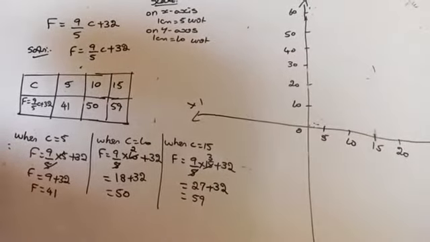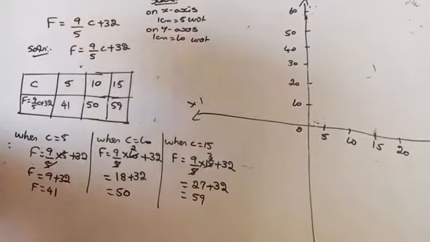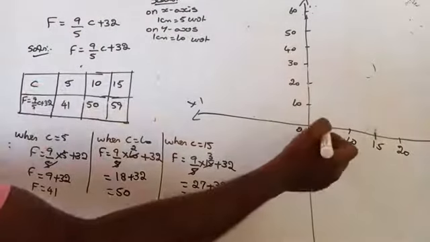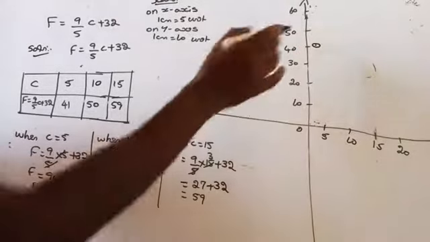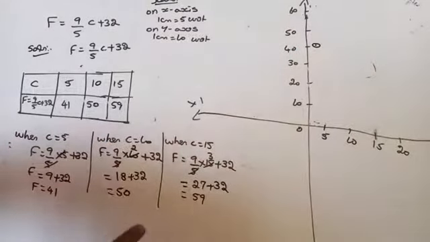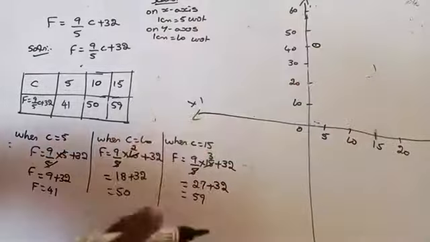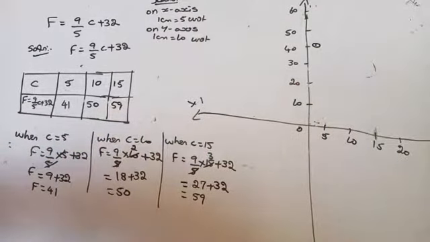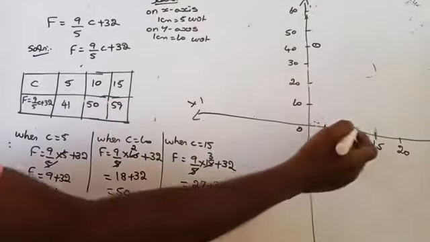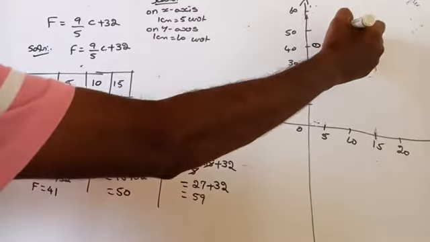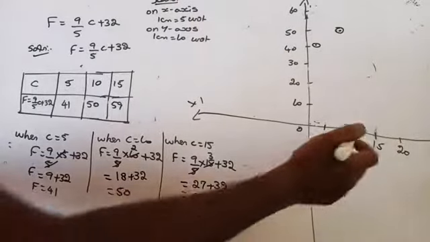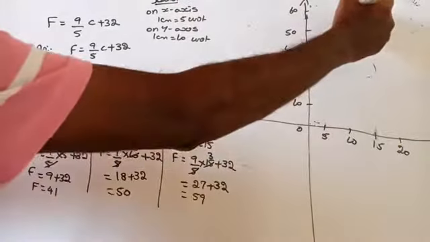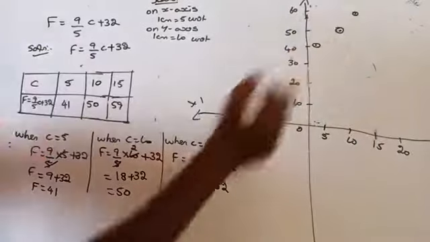Now, what are the solutions for us? 5, 41. On the x-axis 5, on the y-axis 41. After 40, there will be 10 subdivisions, right? Then after 40, that is the first line, 41. Then 10, 50. 10 on the x-axis and then 50 on the y-axis. Then 15, 59, below 60.